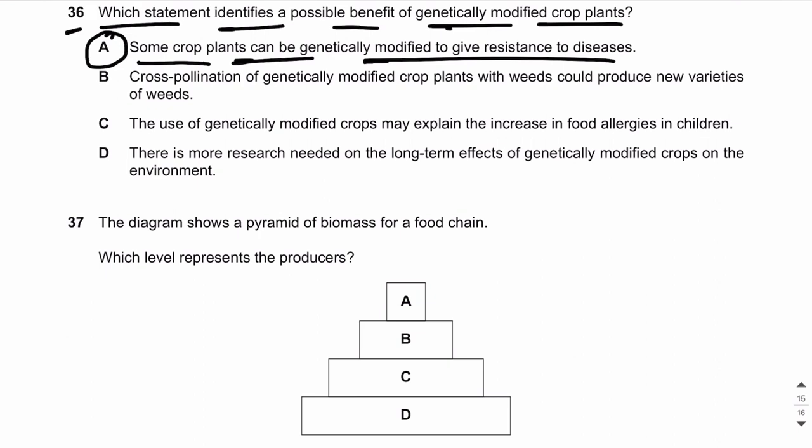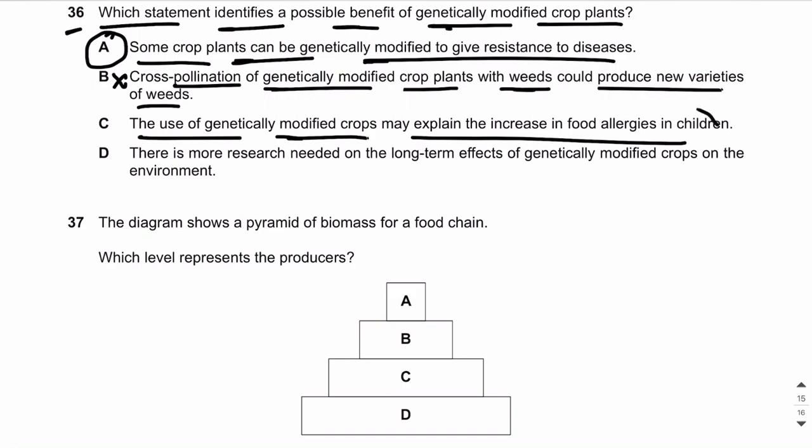What about other options? Cross-pollination of genetically modified crop plants with weeds could produce new varieties of weeds. Guys, there is no possible benefit of producing new varieties of weeds, right? The use of genetically modified crops may explain the increase in food allergies in children. This is not a possible benefit. There is more research needed on the long-term effects of genetically modified crops on the environment. This is also a vague point, does not show any benefit.